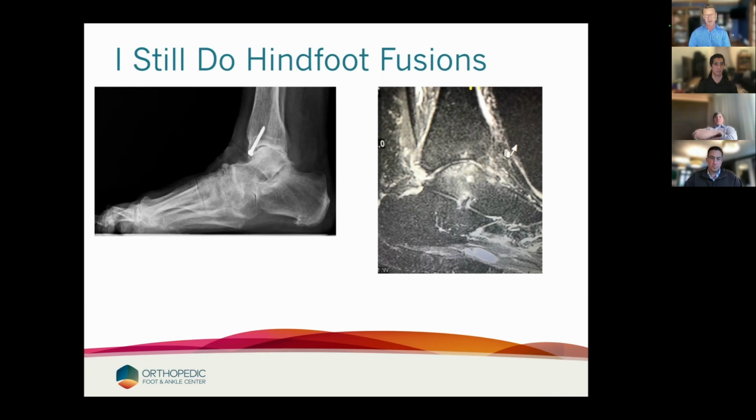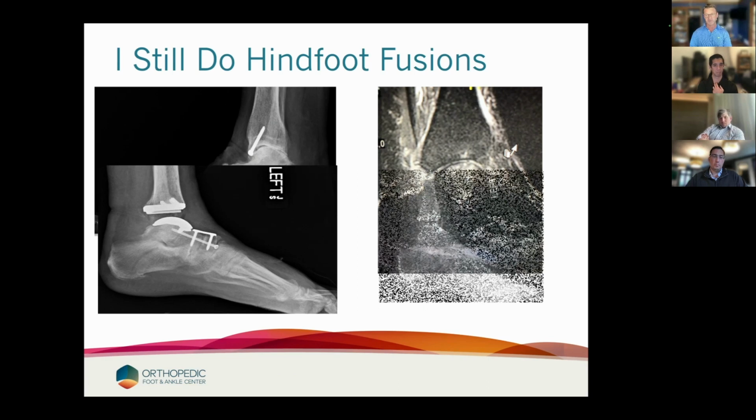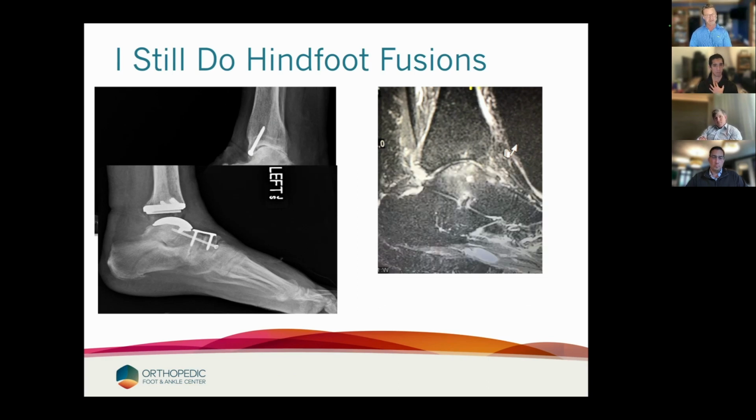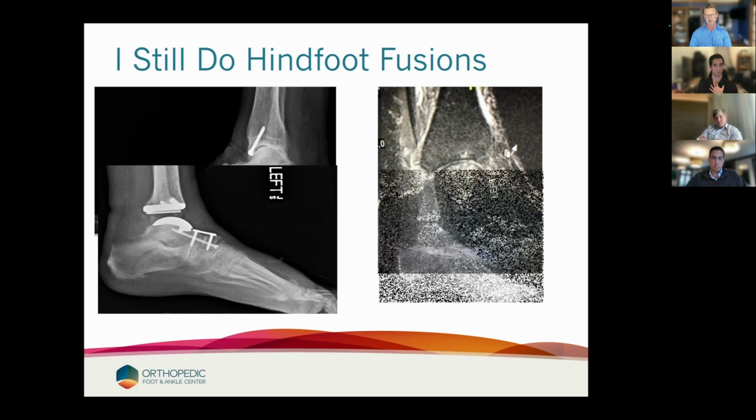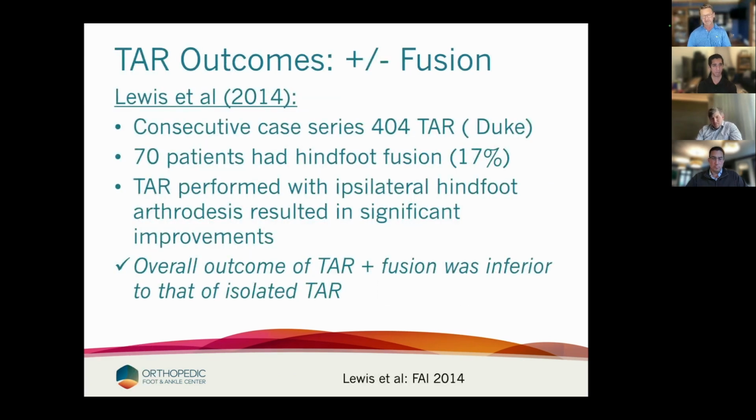So if you look at the one on the left, and you look at the one on the right, I did the same surgery, talonavicular fusion along with an Infinity. But on this one on the right, even though you've got all that edema and it extends down to the subtalar joint, I'm very hesitant to fuse that subtalar joint. And this isn't a new idea.